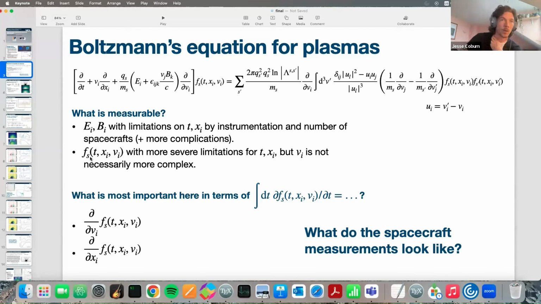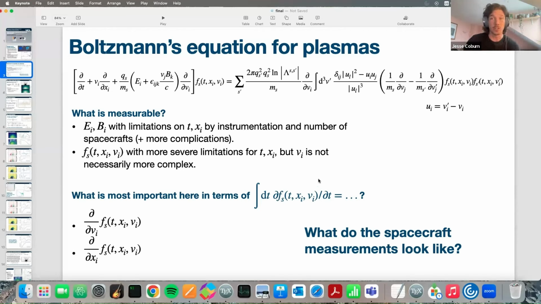Okay, and then what about F? There's more severe limitations on time and space resolution. Space maybe not so much, but time resolution. But velocity space is not necessarily more complex, right? We do this all the time. We've done this for ages. We've done it since the first spacecraft that went out. And so these are our measurables. Okay.